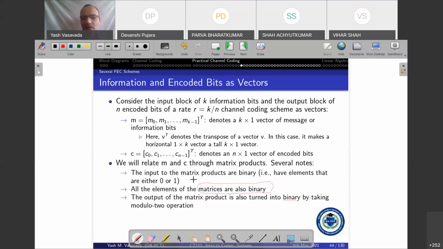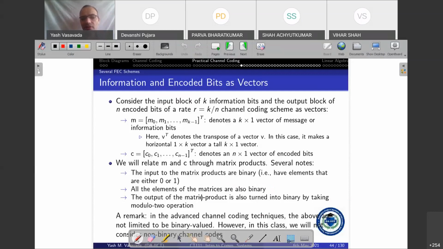What you will notice is that even when the input is zeros and ones and the elements of the matrix are also binary, the output can still be non-binary. But we are going to assume that it is turned into binary by taking the modulo 2 operation. So we are always going to do modulo 2 on the output of this matrix product. It doesn't have to be that. In some advanced channel coding techniques, the input may not be binary, the output may not be binary, the matrix itself may not be binary, but that is not part of the syllabus. This is what you have to keep in mind: everything is binary and the output is always taken modulo 2. We will not say that the output is turned into binary by modulo 2 all the time, but that is what you have to assume.